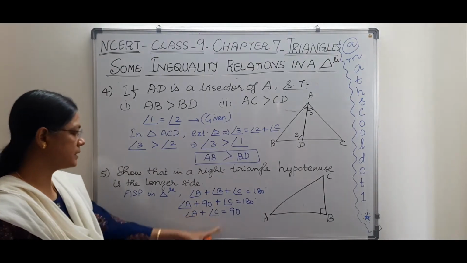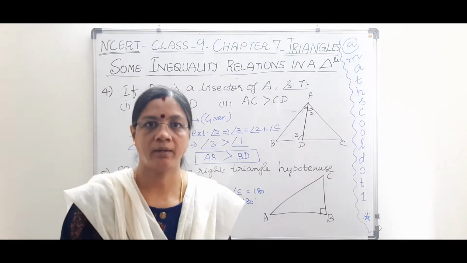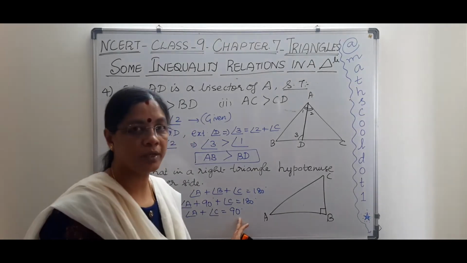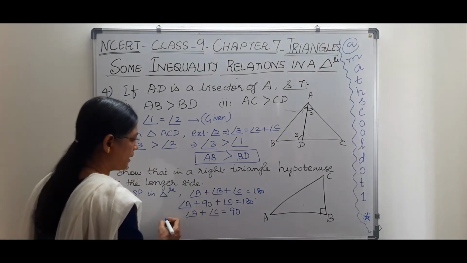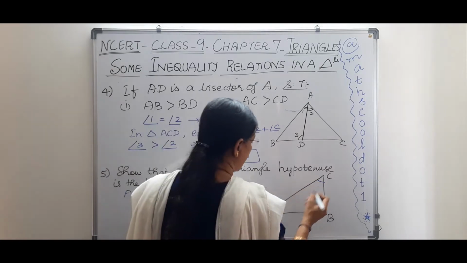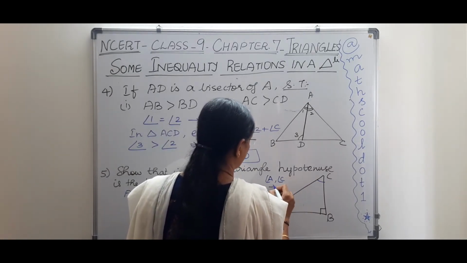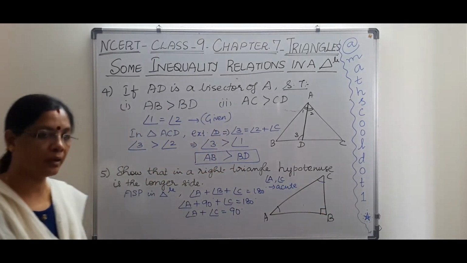So angle A plus angle C is equal to 90 degrees, which means one is a complement of the other. That is, both are acute angles, because the sum is 90 degrees, so each has to be less than 90 degrees. So angle A and angle C both have to be acute, isn't it? Because one angle is 90 degrees, both others have to be acute.